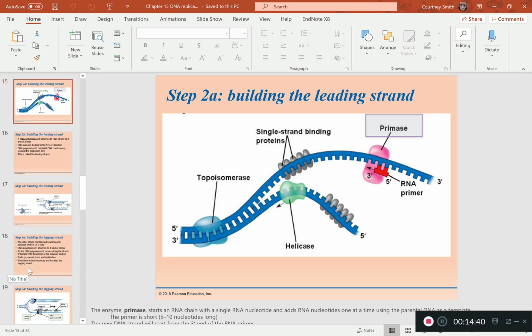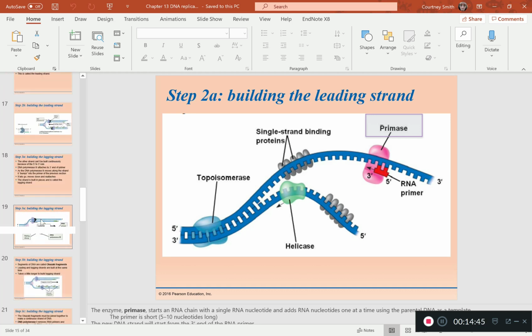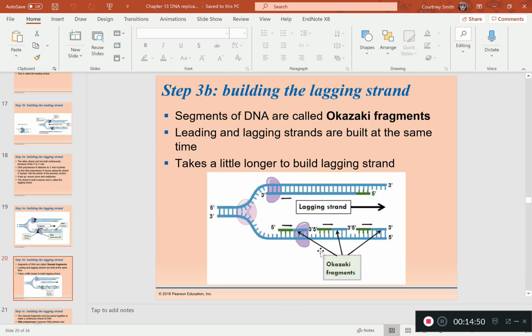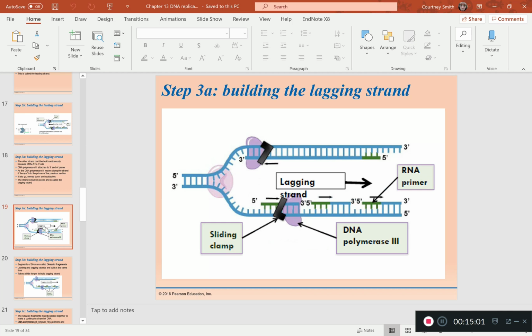Now let's talk about building the lagging strand. The lagging strand is on the other side of the bubble, and we are going to be going in the wrong direction. So the other strand is not built in a continuous motion. Here's a bigger picture. This is the leading strand because it's in one single motion, whereas on this side we can see that there are some gaps, and this is called the lagging strand, and those gaps are called Okazaki fragments.